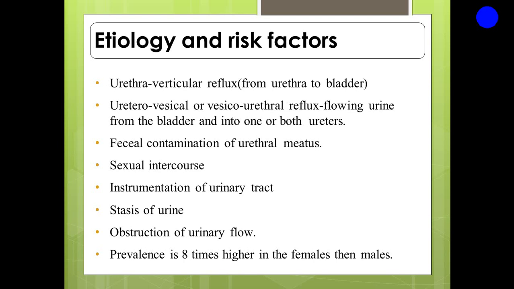The causes or etiologies and risk factors for urinary tract infection are: urethrovesical reflux, from urethra to bladder in the reverse direction, and vesicoureteral reflux, flowing urine from the bladder into one or both ureters, also in the reverse direction.